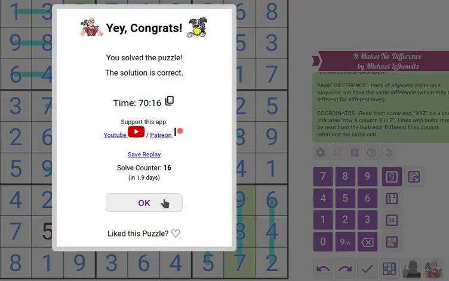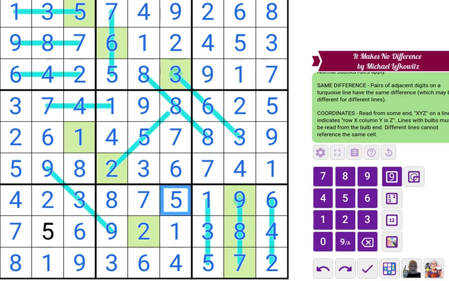Finish the puzzle, and that's it. So sometimes it's difficult to spot, and there are some pairs and triplets here which are not always easy to spot. So that's why it took me so long. But it's really enjoyable.